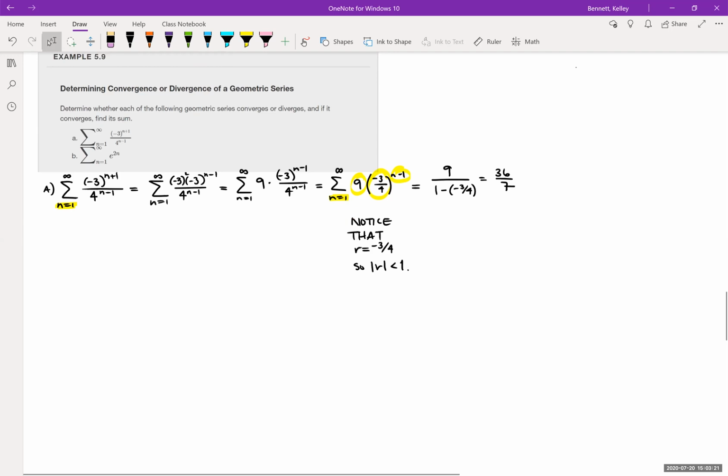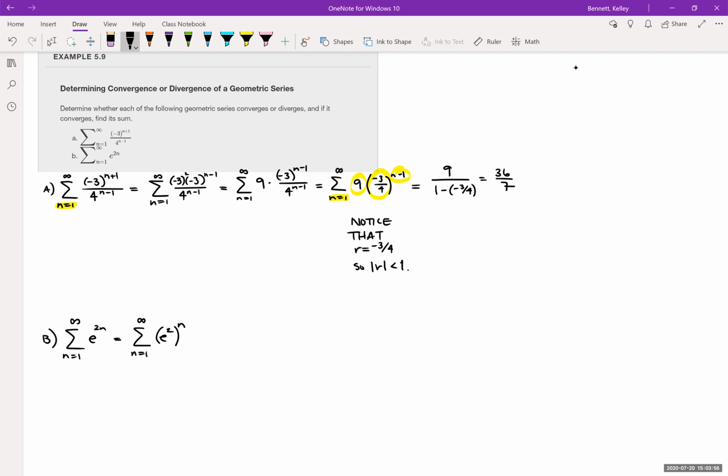So B is going to be really similar. I'm going to go ahead and rewrite e to the 2n as e squared to the n. Right, so it's all about just reworking your summand. By the way, the inside of a radical is called a radicand. The inside of an integral is called an integrand. The inside of a summation is called a summand. So no surprise there. This is e squared to the n.